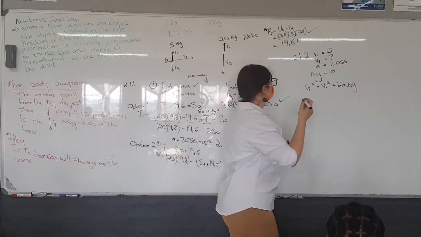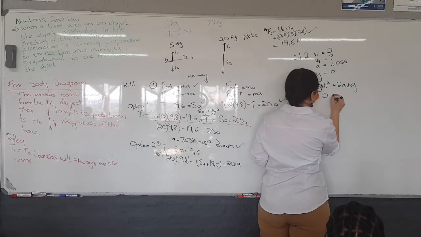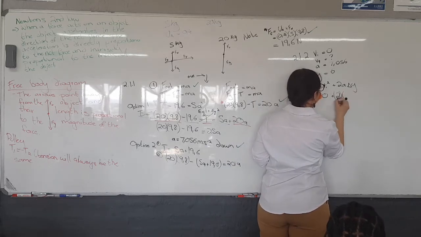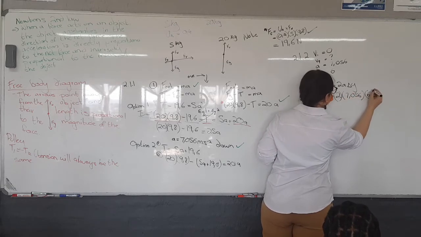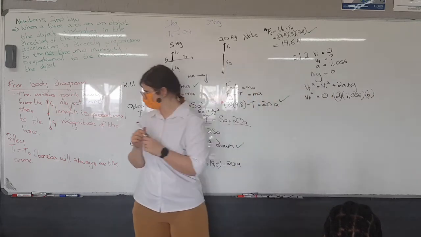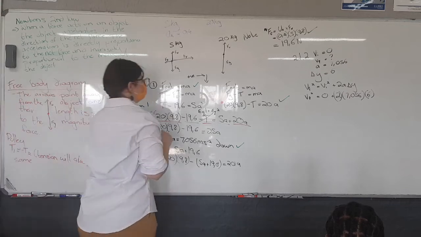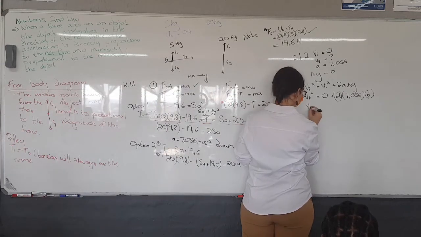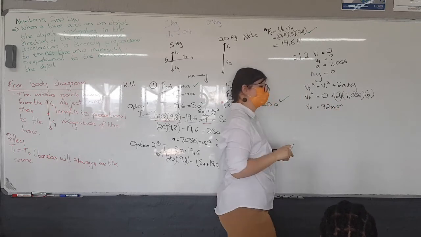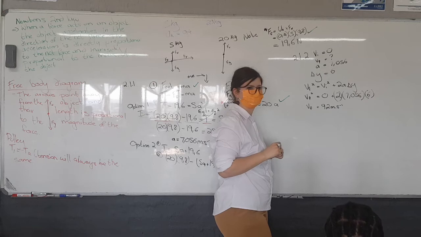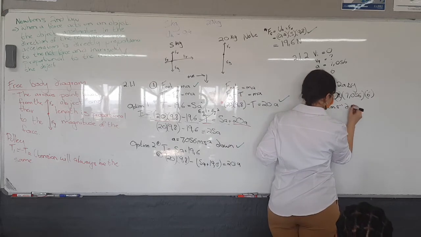So I fill in my values. Vf is what I want to know. 0 plus 2 times 7.056 times 6. And I get an answer of 9.2 meters per second. Is velocity a scalar or a vector? Vector, which means I say down.